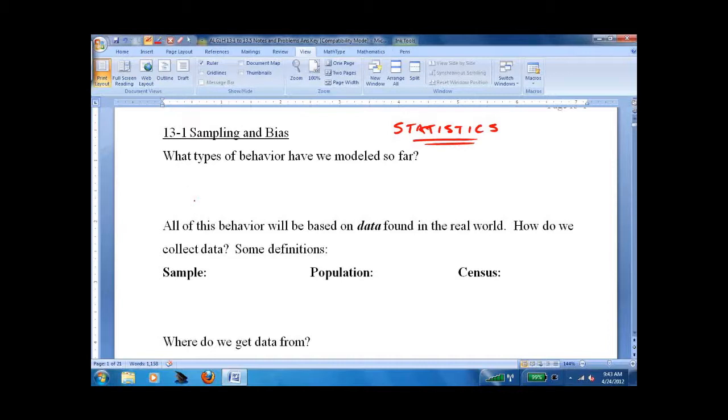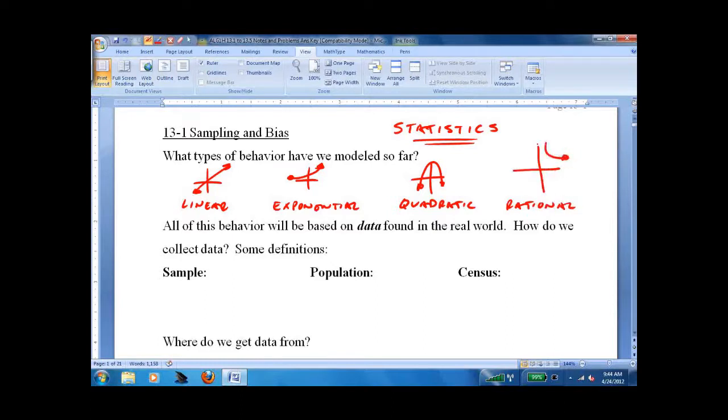What types of behavior have we modeled so far? Well, we've done linear, and that's a graph that looks like that. We've done exponential. That's a graph that could look like that. We've done quadratic. That's a graph that could look like that. And we've done rational. We did a tiny bit of graphing on this, could look like that.